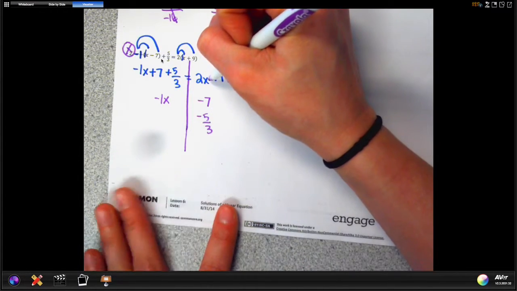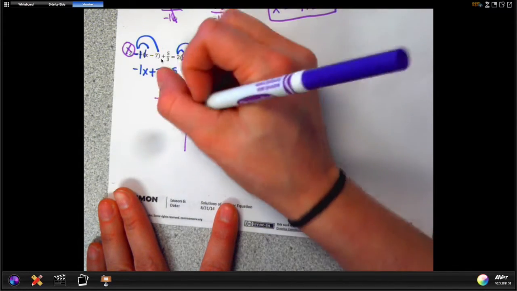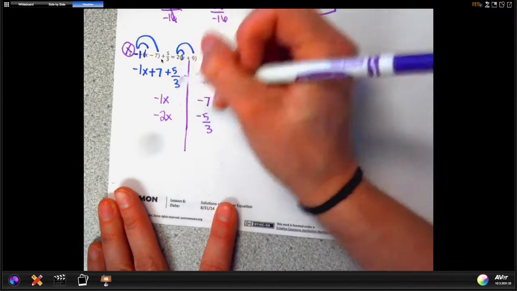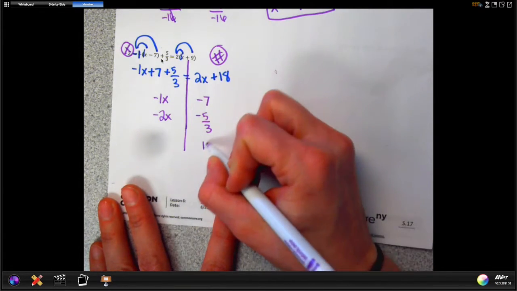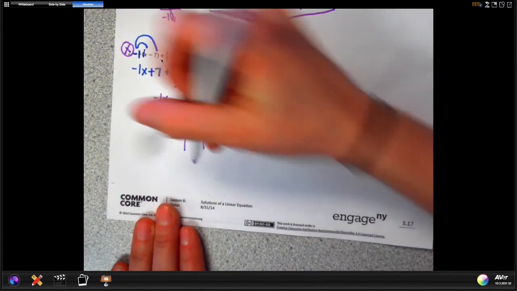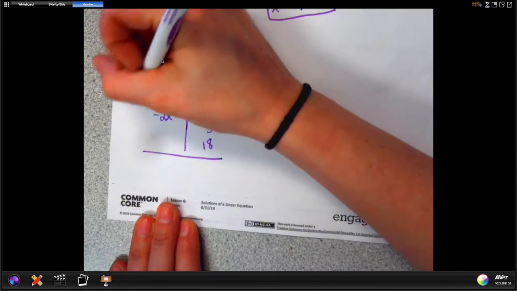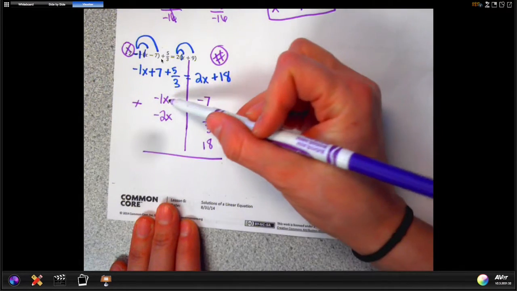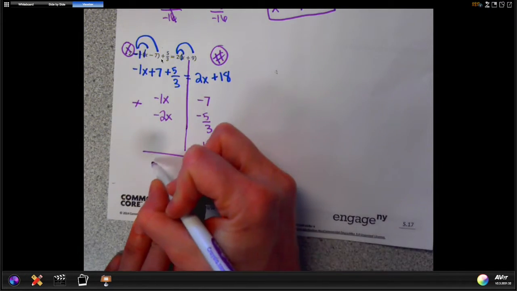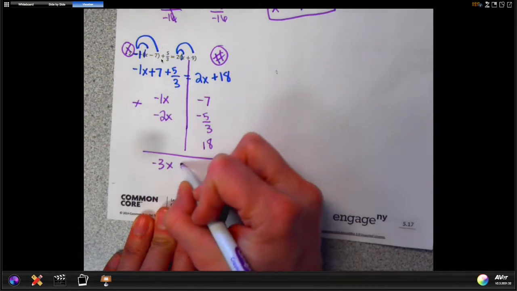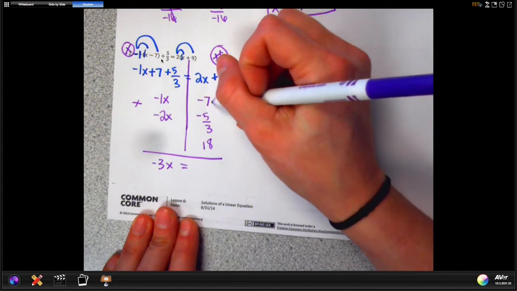2x is an x, so we're going to make that -2x because we crossed the line. And 18 is where it needs to be, so we're going to keep that +18. Then we're going to add each side individually. -1x plus -2x is going to give you -3x equals now -7.